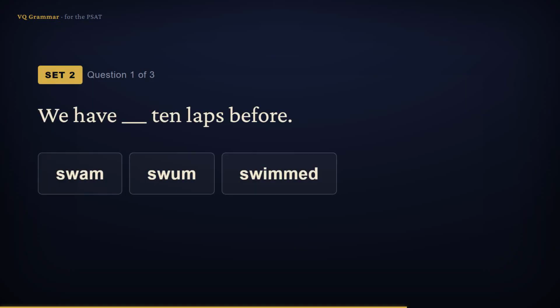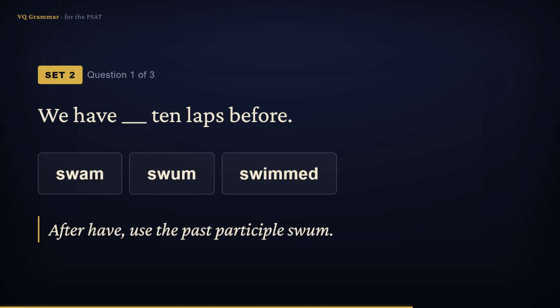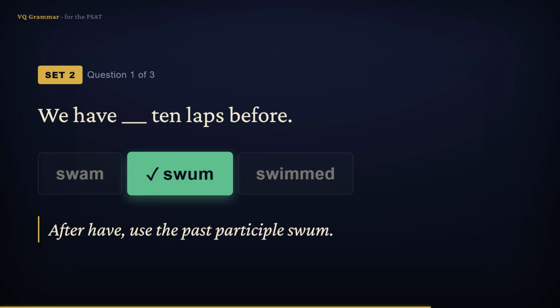We have blank 10 laps before. The helper have tells us to use the past participle of swim, which is swum. Swam is the plain past, so it can't follow have. So the answer is swum.